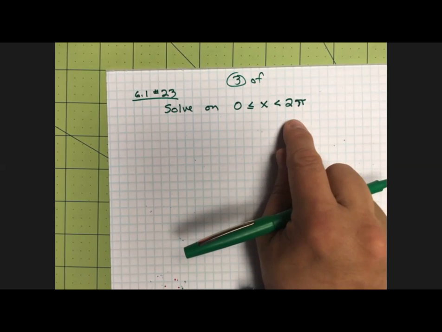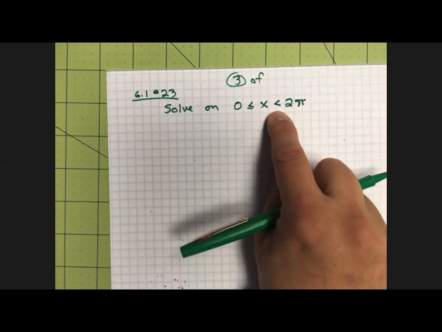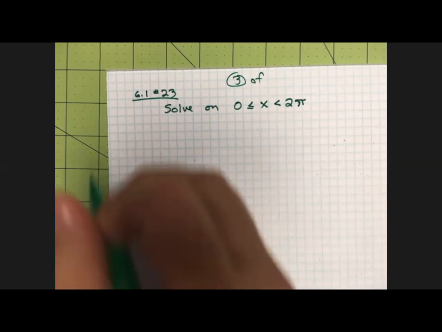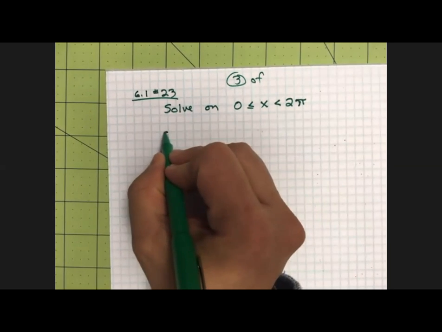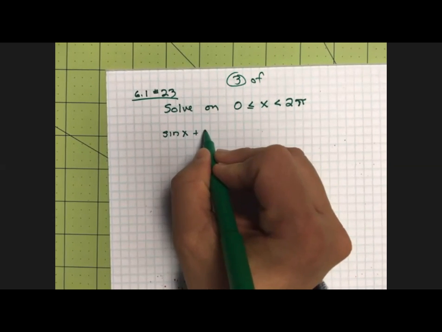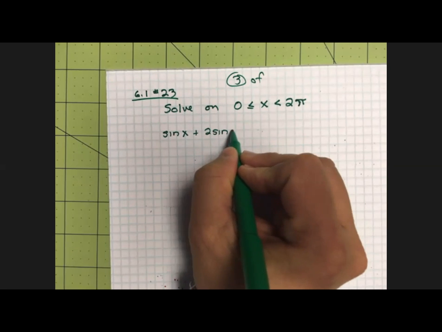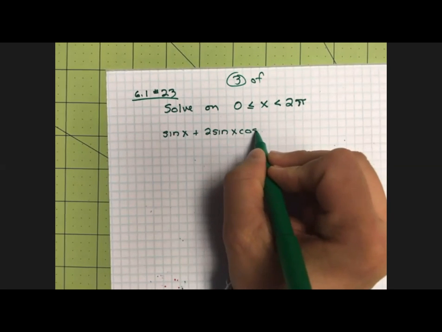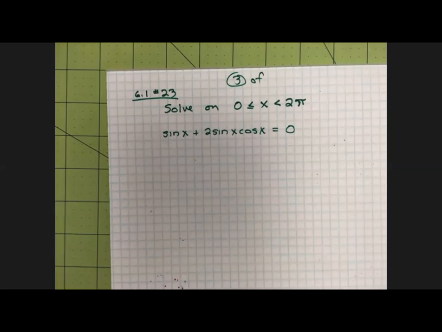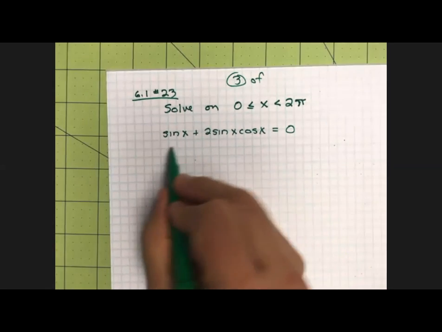And traditionally, they include both endpoints, but he just wants to prepare you for the people that do it this way, which is also acceptable. 23. Sine x plus 2 sine x cos x equals 0. And then I might show you a nice picture of this so that you're comfortable that we're actually getting the right answers.